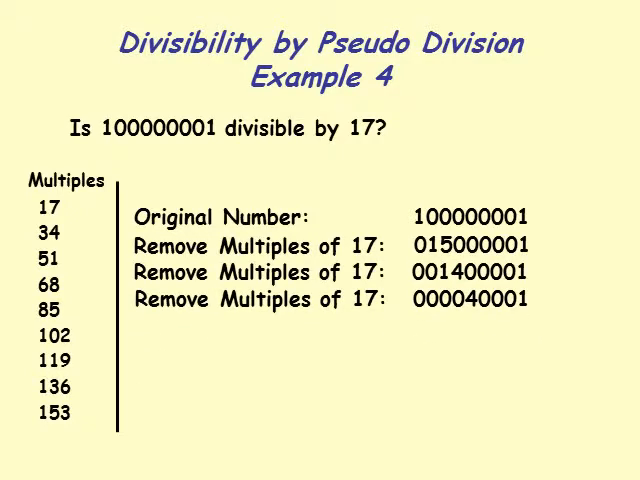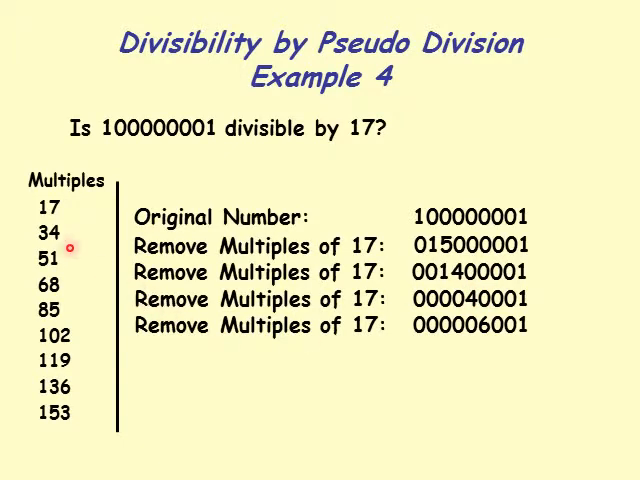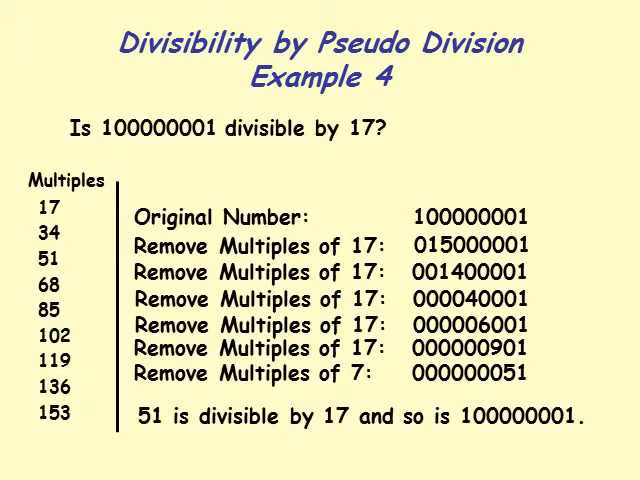Let's continue here. So now I got 140 here. From 140, I'm going to remove 136. Leave a 004. Let's continue here. Then from 40, I take away 34. Leave a 06 here. Now I got 60. From 60, I take away 51. Leave a 09. Let's continue. From 90, I take away 85. Leave a 05 here. And 51 is in this table here.